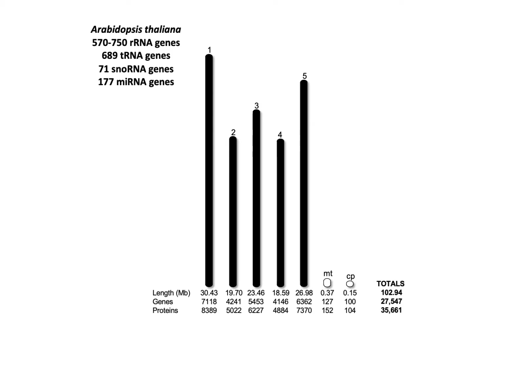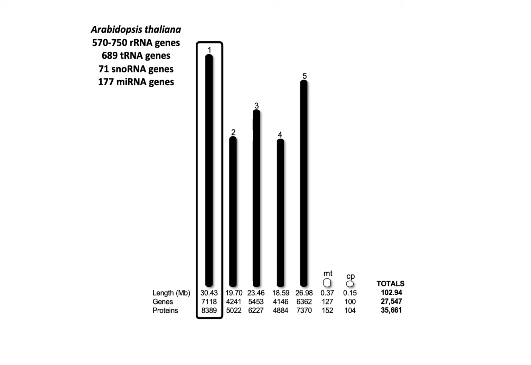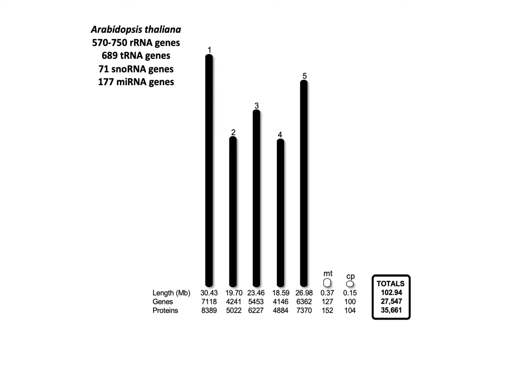Here's a look at what is on each one of the chromosomes. So you can see that the genes are pretty much spread among the 5 chromosomes, although the largest one is chromosome number 1 with a length of 30 megabases, which is almost 3 times as large as the entire Saccharomyces cerevisiae genome. And then there are the number of genes and the number of proteins made. So you can see the number of proteins made is larger than the number of genes, which indicates that there is alternative splicing going on, so you can get more than one protein formed off of a single transcript.